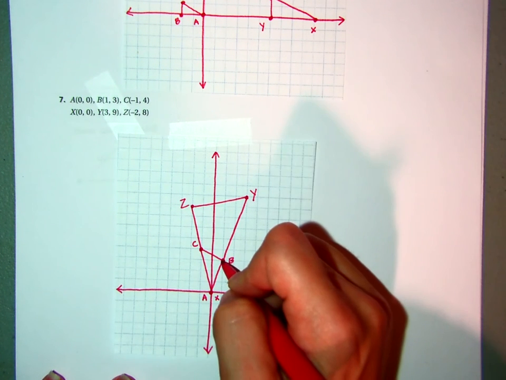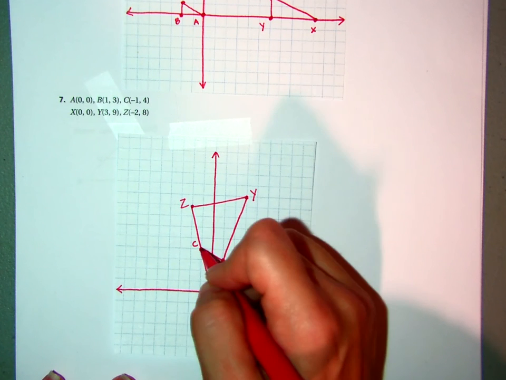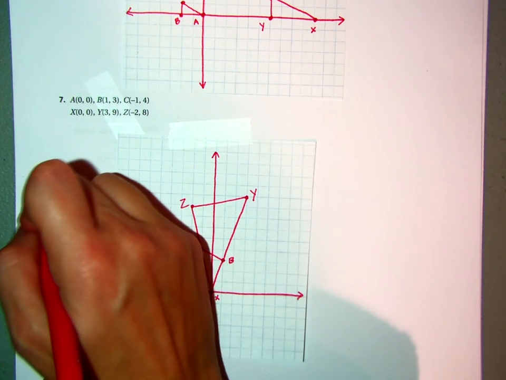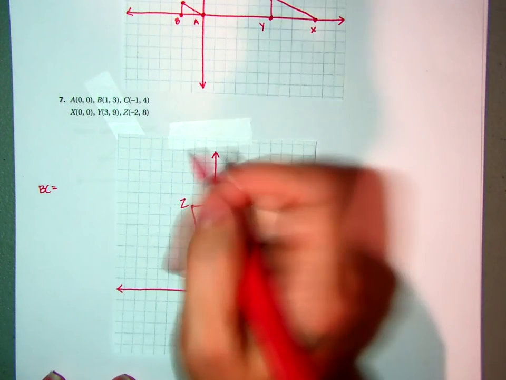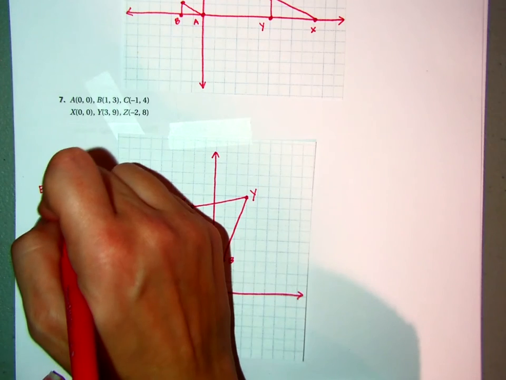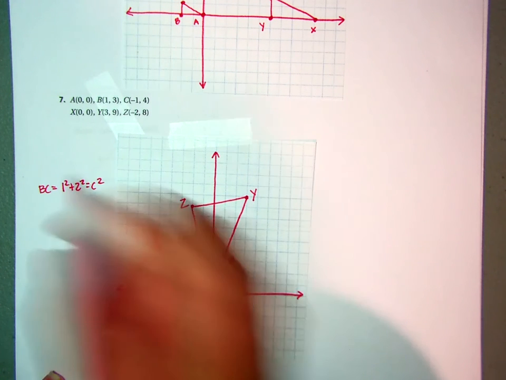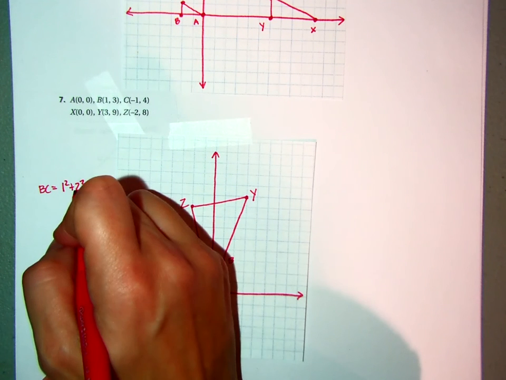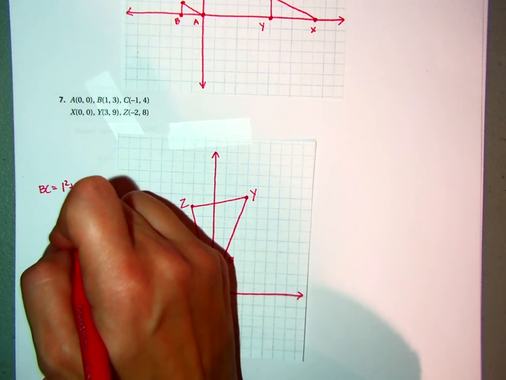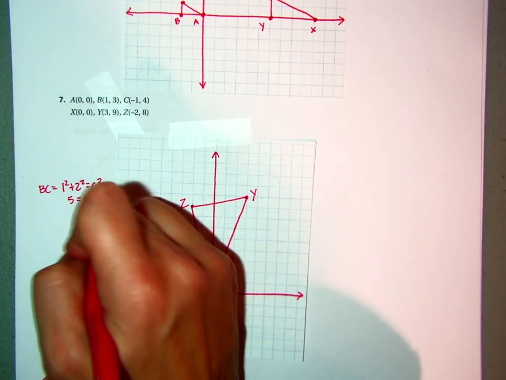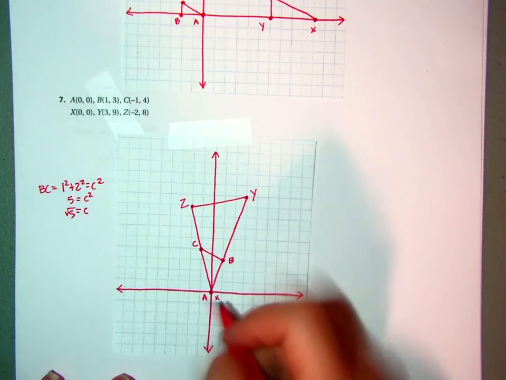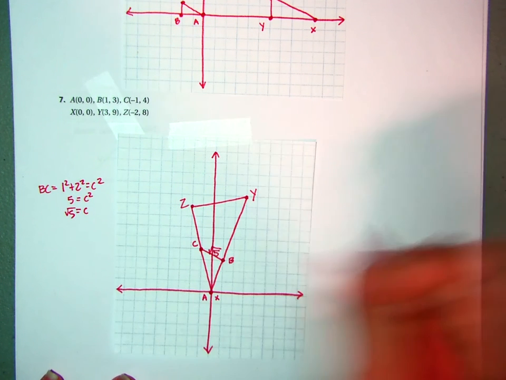So if we look here, this is up 1 unit over 2. So let's look at what BC's length is going to be. If it's up 1 over 2, so that would be 1 squared plus 2 squared is going to equal C squared, our side here. So that's 1 plus 4, which is 5, equals C squared. So then C is going to be square root of 5. That tells me this right here is square root of 5.